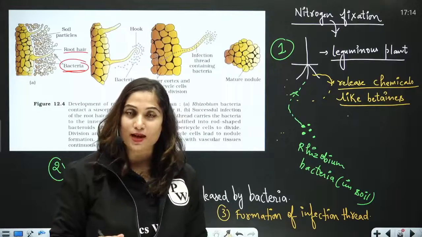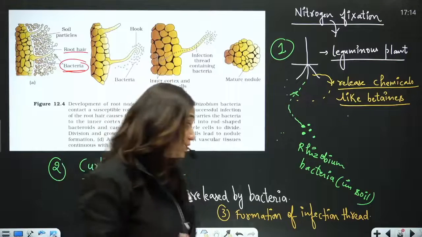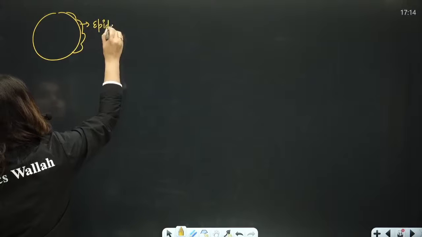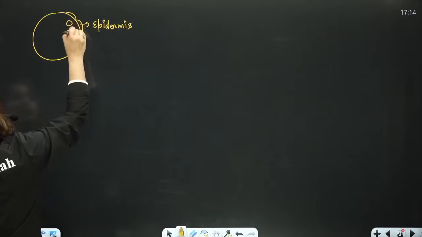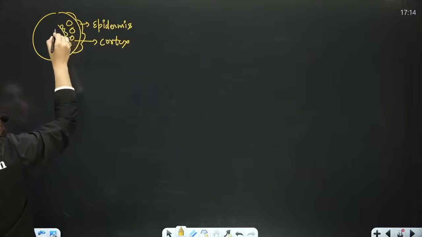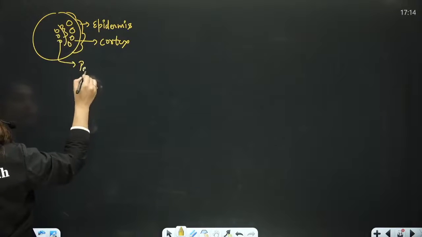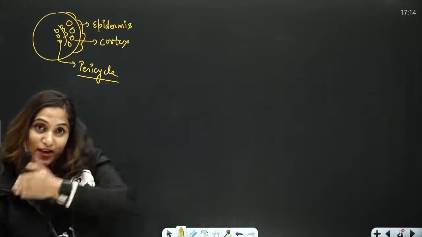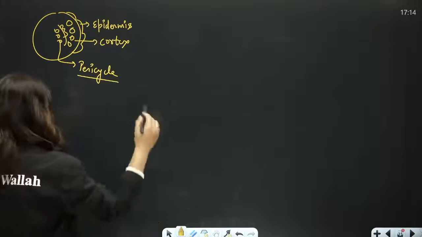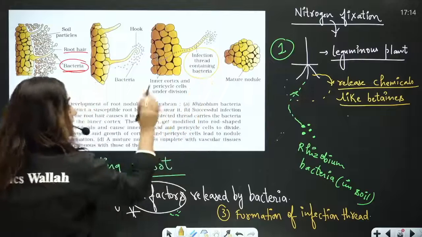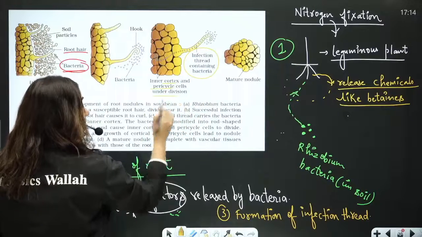This I will teach you in plant anatomy: when you cut a root, the outermost layer you see is the epidermis. Below the epidermis, a root has cortex. Below the cortex, a root has endodermis, and then pericycle. So these are the different layers in a root: epidermis, cortex, endodermis, pericycle. Clear? So with the help of the infection thread, the bacteria reaches the cortex and the pericycle cells.